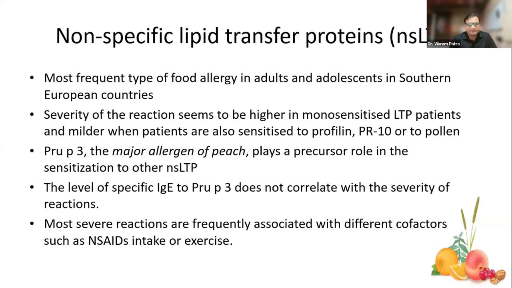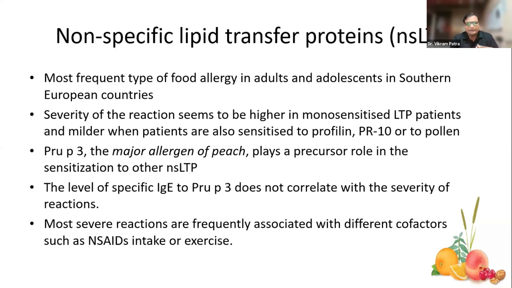Peach Pru p 3, the major allergen, has a precursor role in sensitization to other LTPs. So like birch, they are the primary sensitizers. For LTP, peach is considered to be the primary sensitizing allergen. And the component which is responsible for this is Pru p 3, whereas we saw Pru p 1 is the PR-10. The level of specific IgE to Pru p 3 does not correlate with the severity of reaction. So this is one of the exceptions.